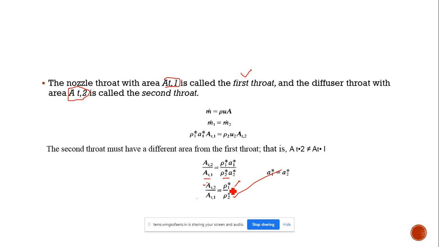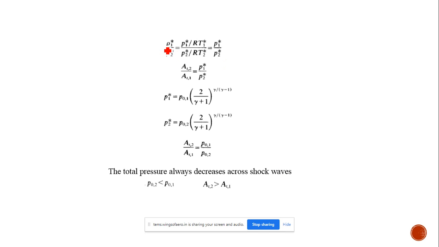We know p equals rho R T. These things we already know. By substituting, we get rho 1 equal to p by R T1, and the temperature also we can write like this. So At2 divided by At1 equals p1 star divided by p2 star. We know the equation for this at the throat.